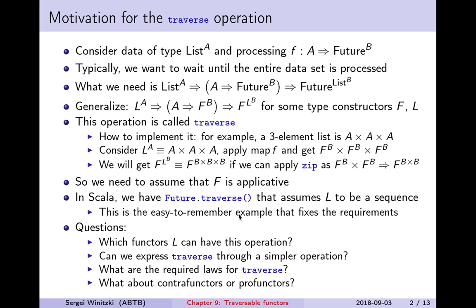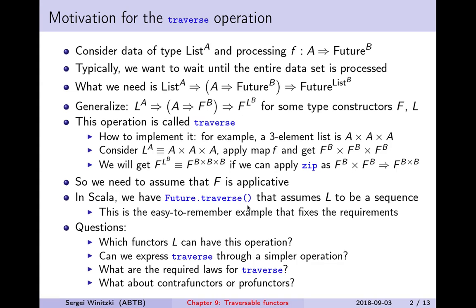And so that's why this example helps me remember this somewhat complicated type signature, where I could easily make a mistake and do A to L of B instead of A to F of B, and LFB instead of FLB. It's easy to mix them up.